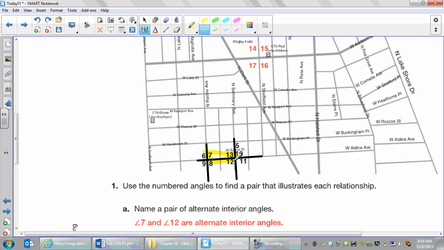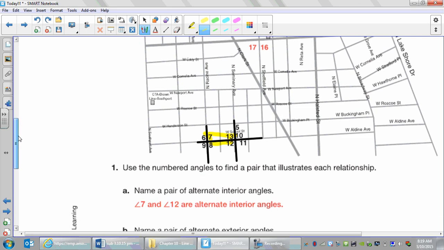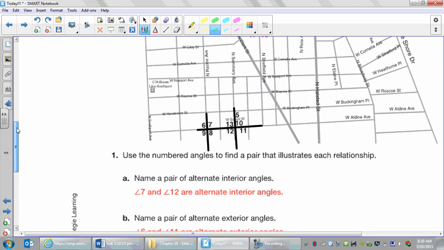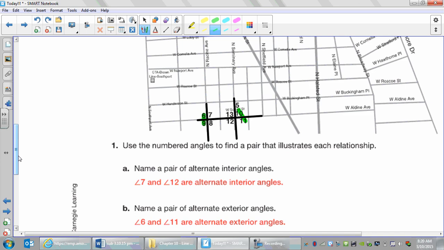And then alternate, well, if I pick 7, 12 is on the opposite side. If I pick 8, 13. So either say 7 and 12 or 8 and 13, or you can even say both. Alternate exterior, so now we have the outside. So we have the outside here, the outside of the fence. So 6 would go with 11, or 9 would go with 10. So write one of those down.